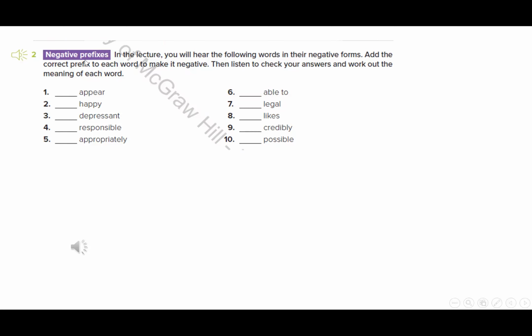Now, negative prefixes. Here you have from number 1 to number 10. These are the words: appear, happy, depressant, responsible, appropriately, able to, legal, likes, credibly, possible. Listen to the audio and write in your course book, or hold your pen and paper, and write what is the correct prefix that will be pronounced. Listen.